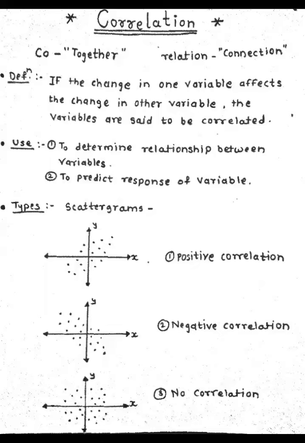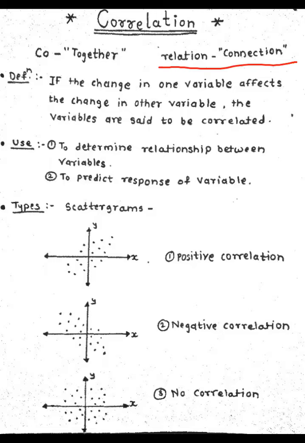The topic of this video is correlation. It is one of the statistical tools to find the relation between the variables. The word meaning of correlation is: co implies together, relation implies connection. So the together connection, both imply correlation.